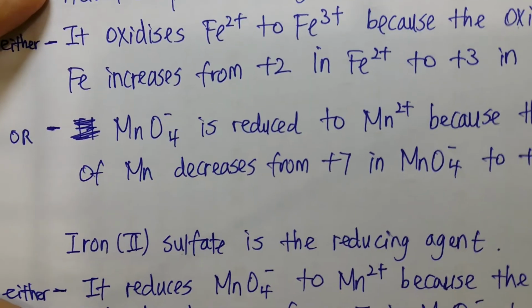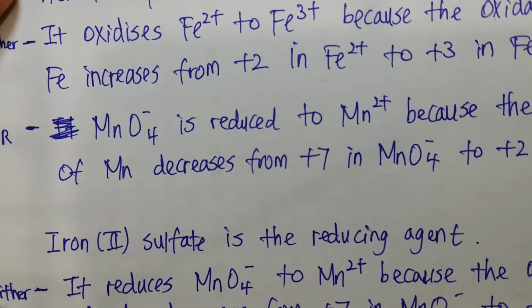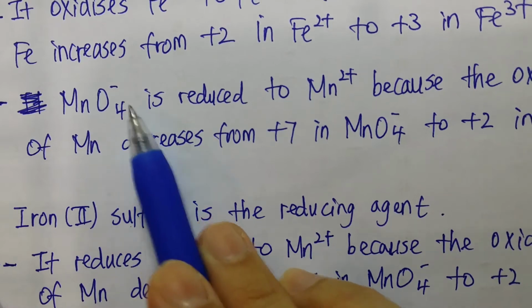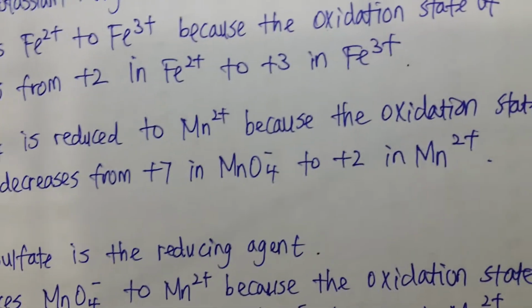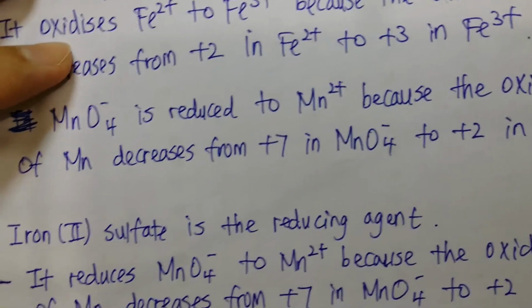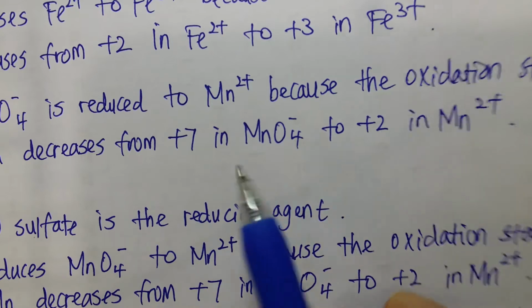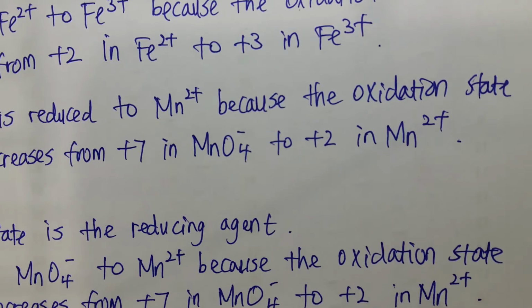If you want to explain it from the perspective that potassium manganate 7 itself is being reduced, then the explanation will be like this: MnO4 minus is reduced to Mn2 plus because the oxidation state of Mn decreases from plus 7 in MnO4 minus to plus 2 in Mn2 plus.